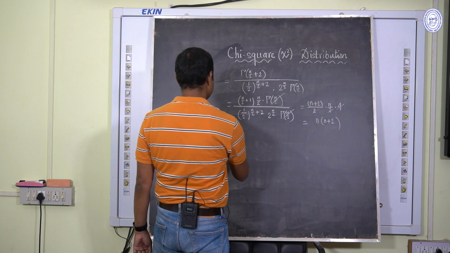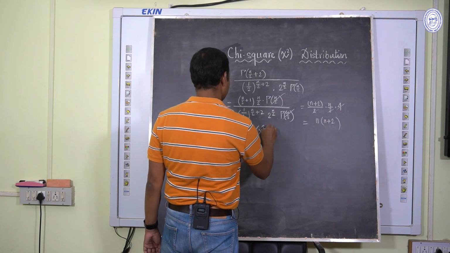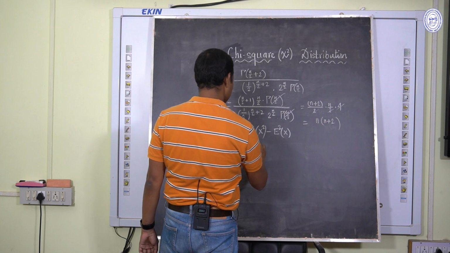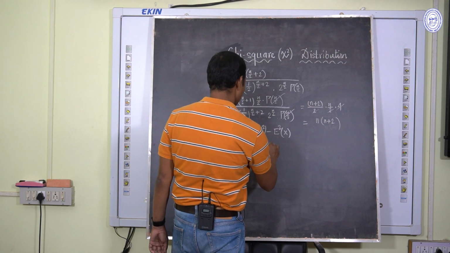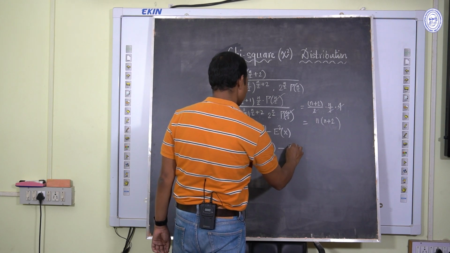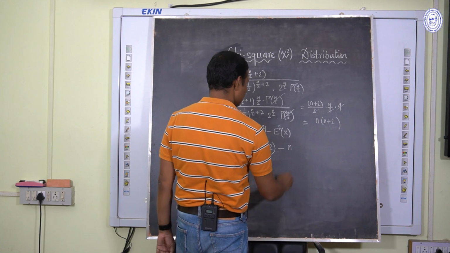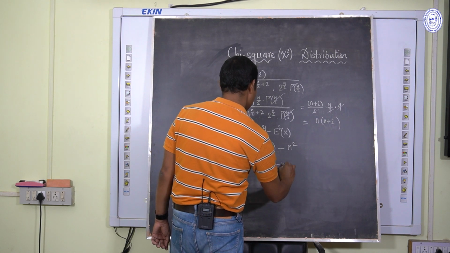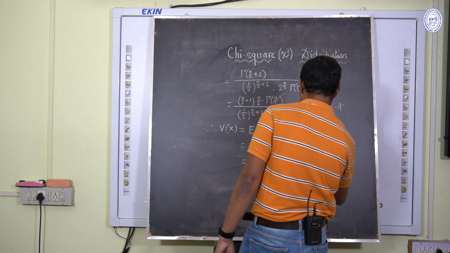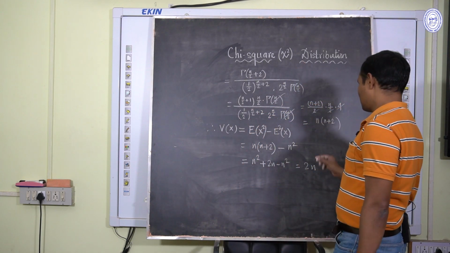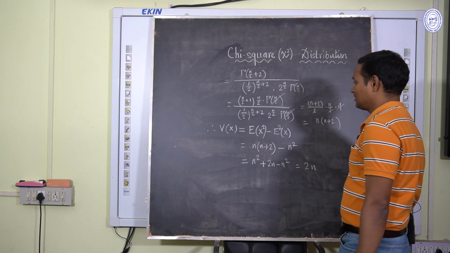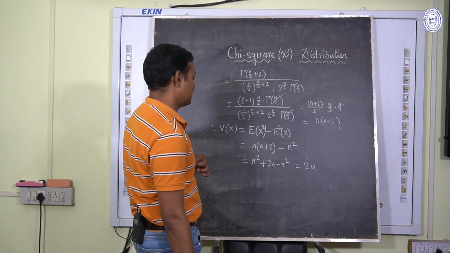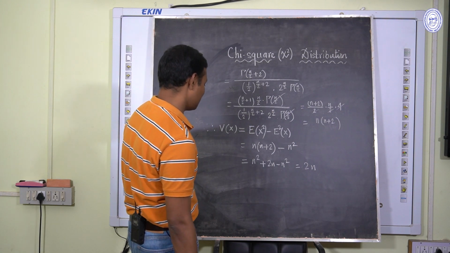Therefore, variance x equals expectation x square minus expectation x whole square. Expectation x square equals n into n plus 2, minus expectation x which is n, whole square, that is n square, equals n square plus 2n minus n square, equal to 2n, equal to 2 into degrees of freedom. Therefore, the variance of the chi-square distribution is twice n, that is twice the degrees of freedom.